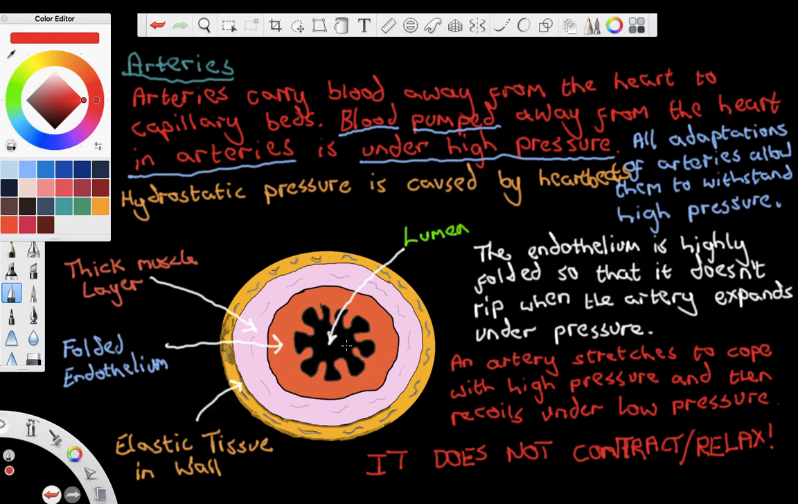The endothelium of an artery is highly folded so that when it expands due to the pressure of blood flowing through the lumen, it doesn't rip; the folds simply unfold, whilst the muscle and elastic tissue allow the artery to expand when blood flows through the lumen. It does not contract or relax. The muscle does not contract. Okay, I know that's very counterintuitive because we've taught you that muscles always contract, but in this case, it does not.